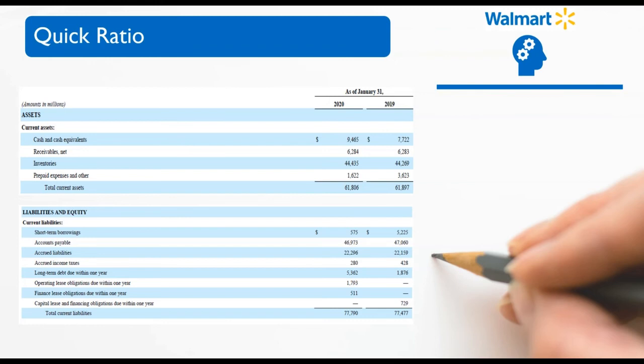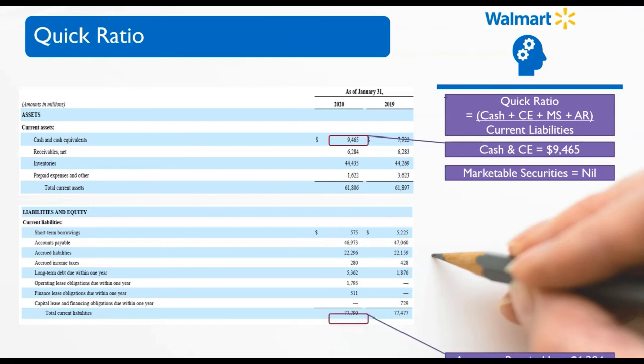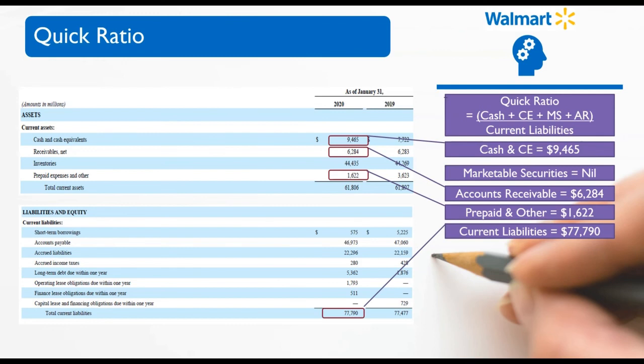On this slide, we will now calculate the quick ratio for Walmart. Using the same formula, we'll start by taking its cash and cash equivalents balance of $9.5 billion. There are no marketable securities. We find its accounts receivable balance of $6.3 billion and its prepaid and other balance of $1.6 billion. We then locate its current liabilities of $77.8 billion at the bottom of the slide. When we take these amounts, we come up with a quick ratio of 0.22.